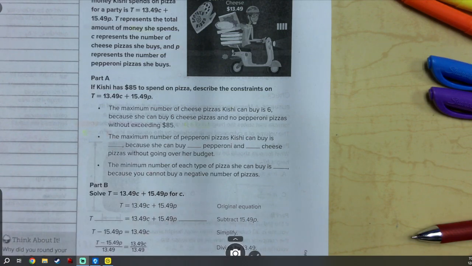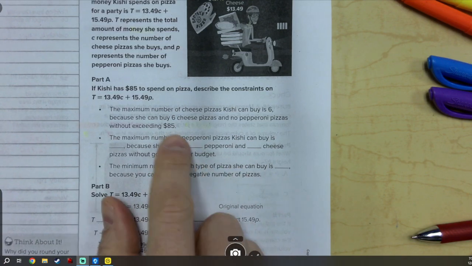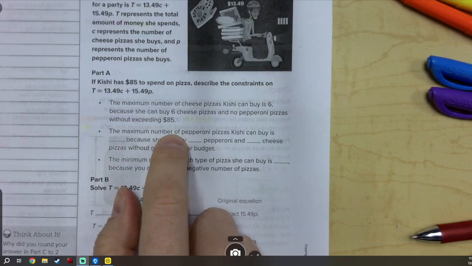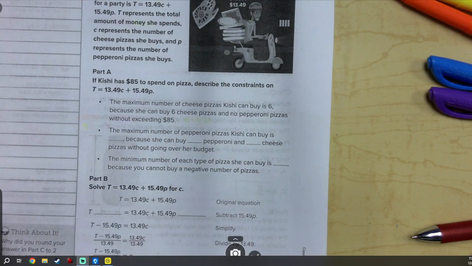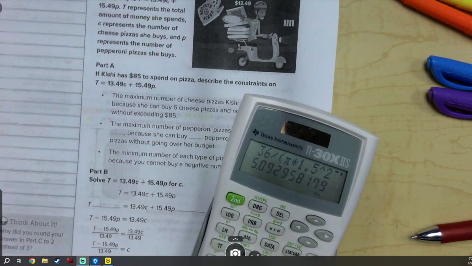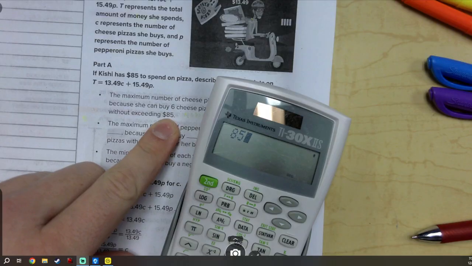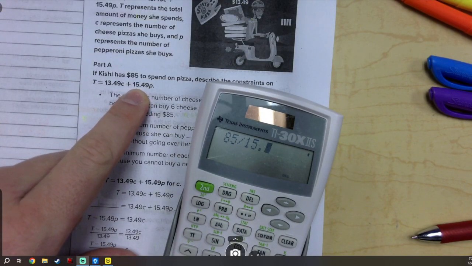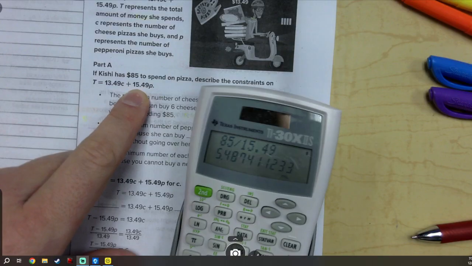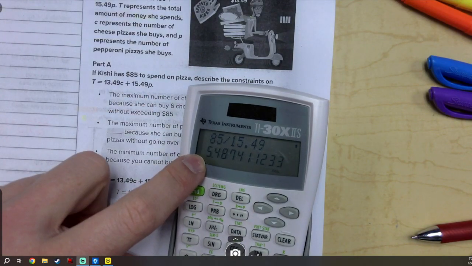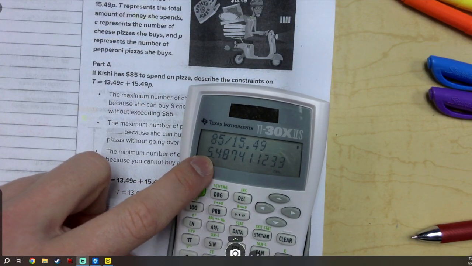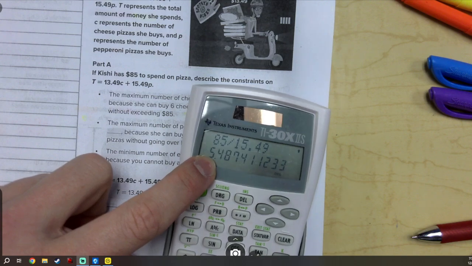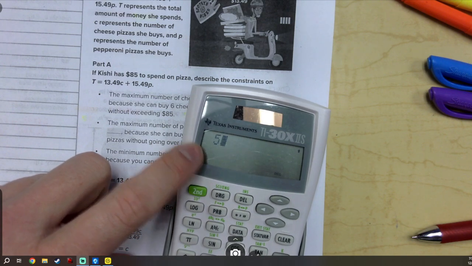So, we are on constraints now. We have $85 to spend and want to know the maximum number of pepperoni pizzas. If I divide $85 by the cost of a pizza, I get an idea of how many pizzas. This says I could get 5.4 pizzas. Can't get part of a pizza, so we can get 5 pizzas.